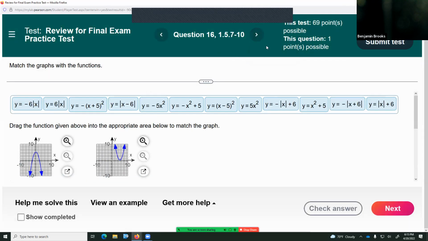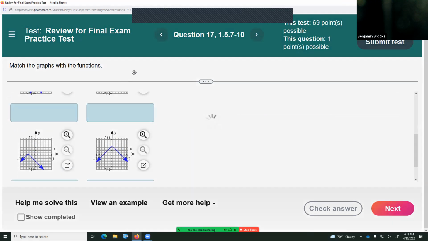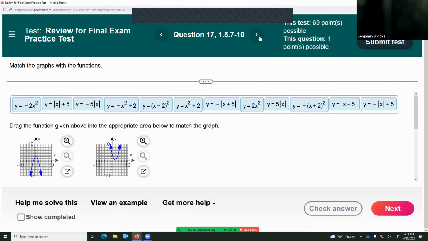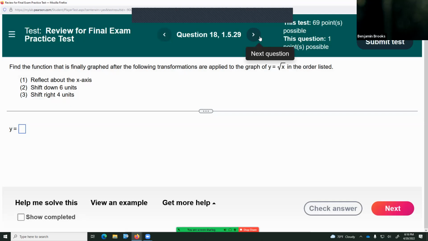Match the graphs of the functions. We've done this quite a few times, so I would just practice those. Remember, the absolute value function, absolute value of x, looks like a V.